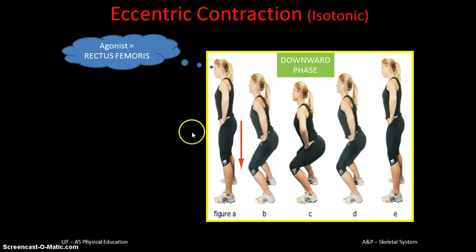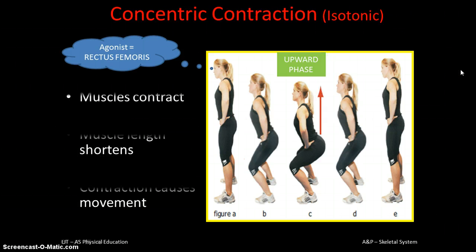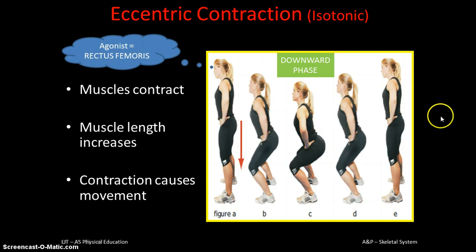Eccentric contraction is the opposite. So when you're lowering yourself down during a squat, the downward phase, any downward phase, the muscle group, which in this case the agonist is still the rectus femoris, lengthens. So we have got muscle contraction, but this time the muscle lengthens or increases and movement does occur. It's called eccentric contraction, and again it's the other of the 2 isotonic contractions. So upward phase is concentric, downward phase is eccentric, and that's a general rule to try to give you a clue.